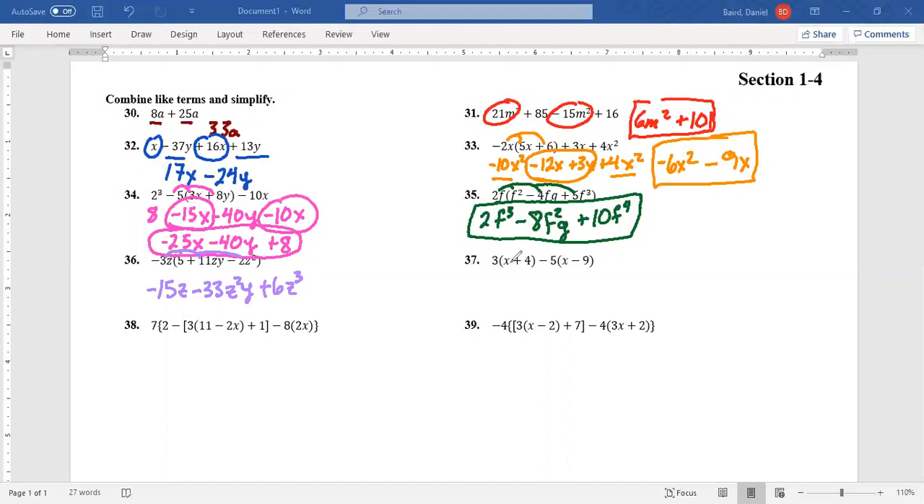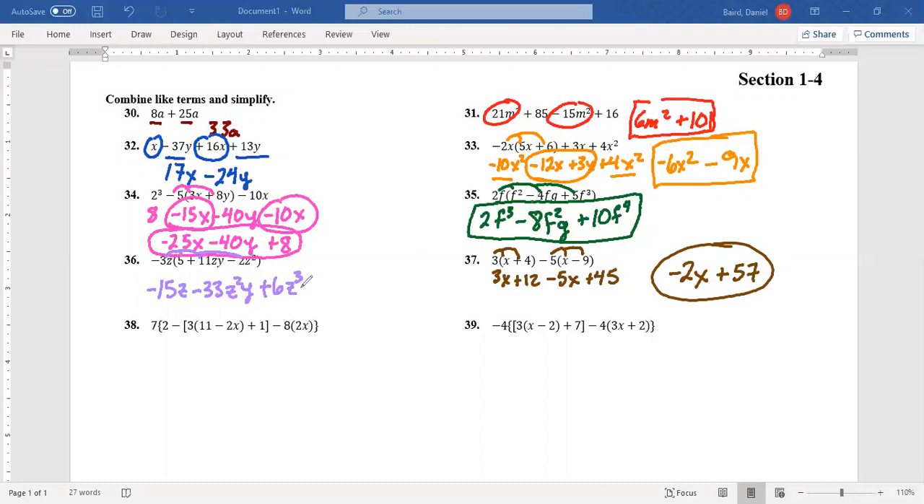Got a couple of sets of parentheses. Notice these x's can't combine because they're stuck inside the parentheses. So distributive property, let's jump that in, and we get 3x plus 12 minus 5x plus 45. Make sure you understand where that positive sign came from on the 45. It's negative 5 times a negative 9. So 3x minus 5x, that's a negative 2x, and then positive 12 and a positive 45. That's a positive 57 that go together there. Cool. All right, number 38.